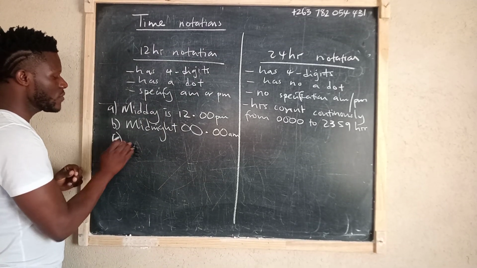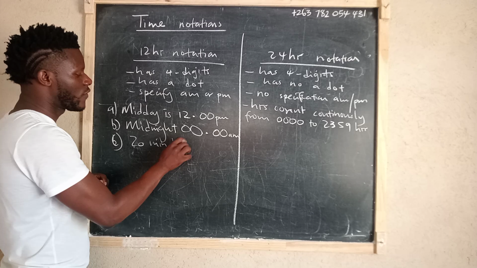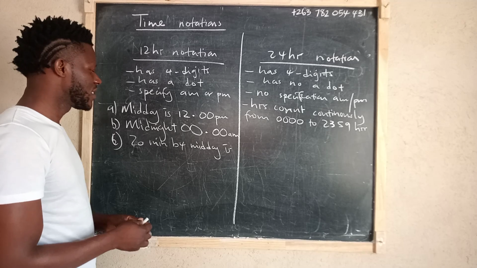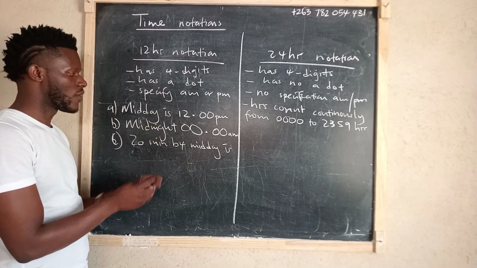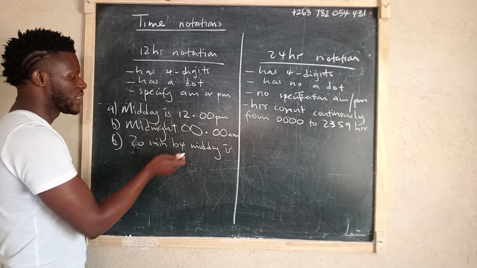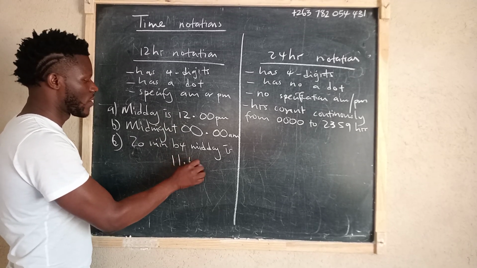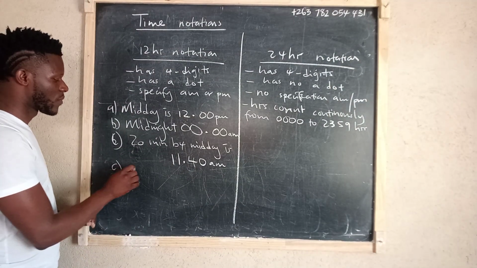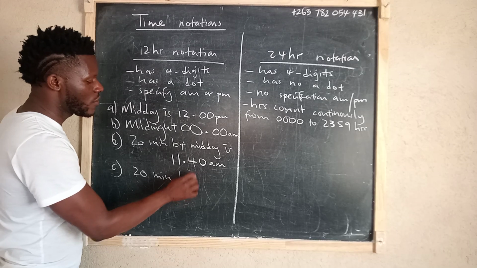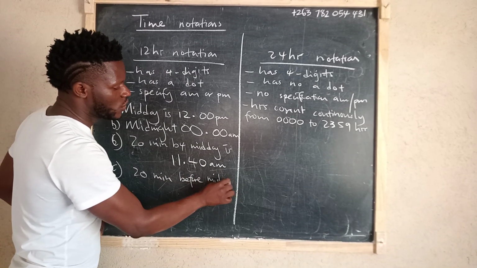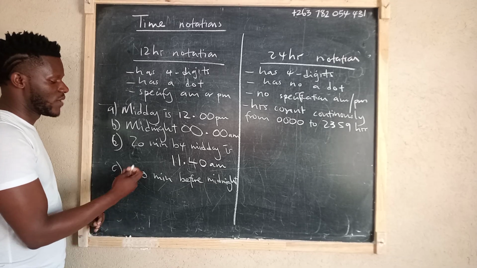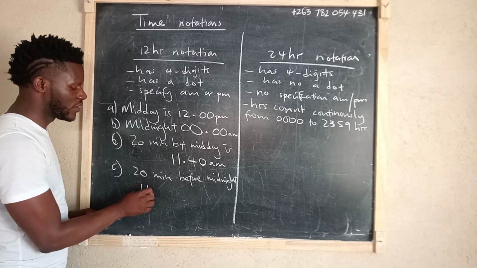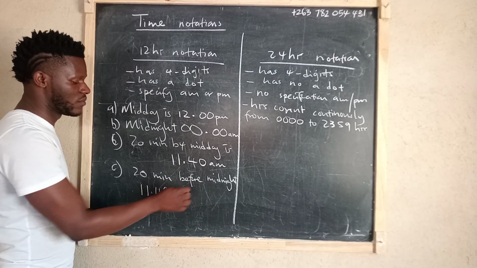How about 20 minutes before midday? It means now we are left with only 20 minutes to reach 12. So it will be 12 minus 20 minutes. That will be 11:40 a.m. PM begins when we reach midday. How about 20 minutes before midnight? We are saying we are now left with 20 minutes to reach midnight. So again, it's 11:40 p.m. That's at night.